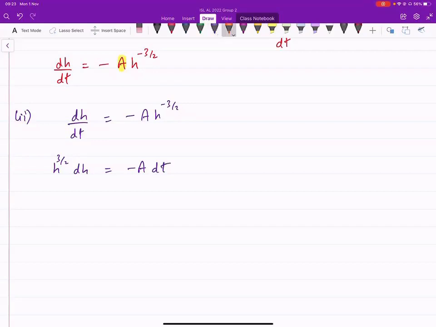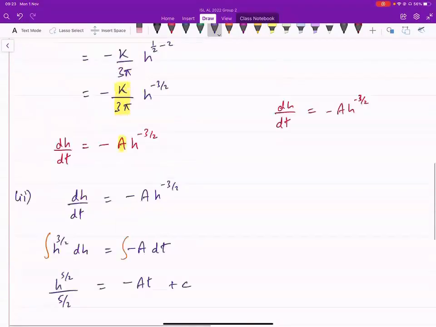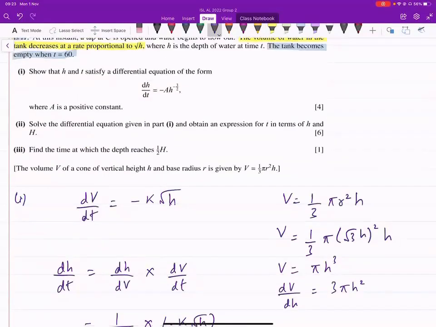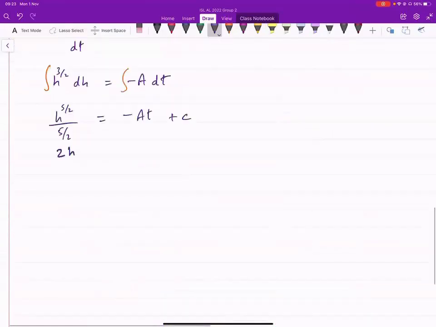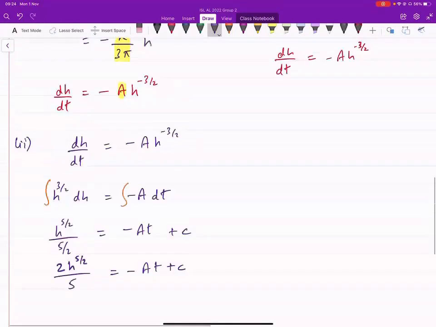Once you separate the variables, you integrate both sides. The integral of h raised to power 3 over 2 is h raised to power 5 over 2 divided by 5 over 2. That's equal to minus a times t plus c. Okay? You need t in terms of h. Let's simplify this. You get 2h raised to power 5 over 2 divided by 5 equals minus at plus c. Now we can see if we have any point given to find the value of c.